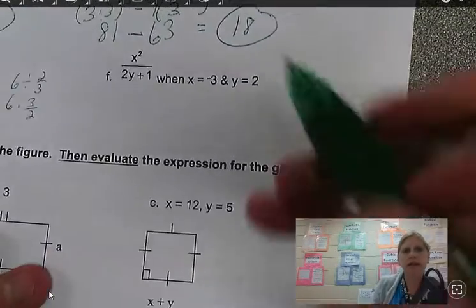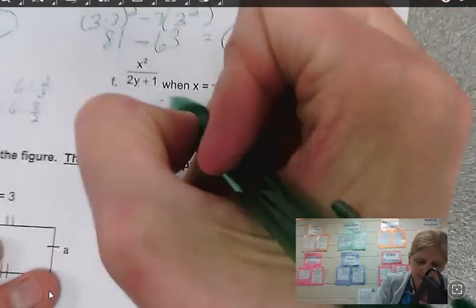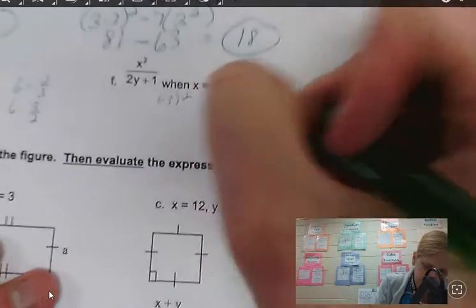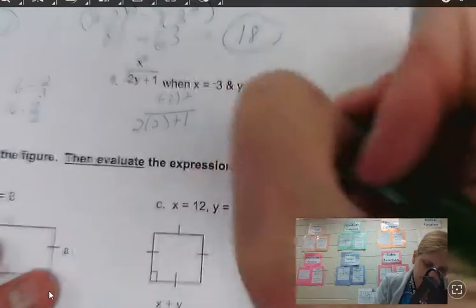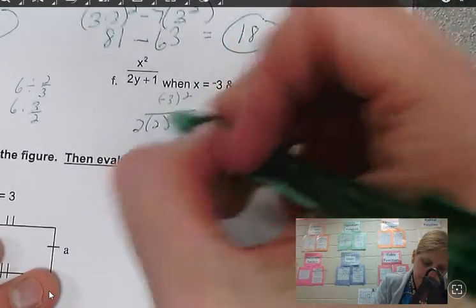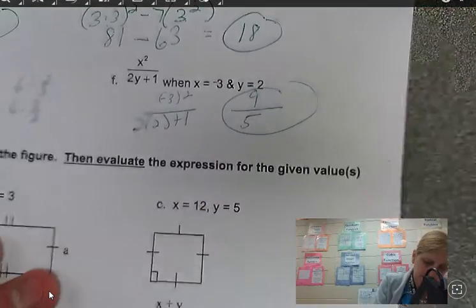Ooh, some other fun fraction stuff over here. So I have x squared. So what is negative 3 squared? 9. All over 2 times 2 plus 1. All over 5. I'm just going to leave it as 9/5. That's it.